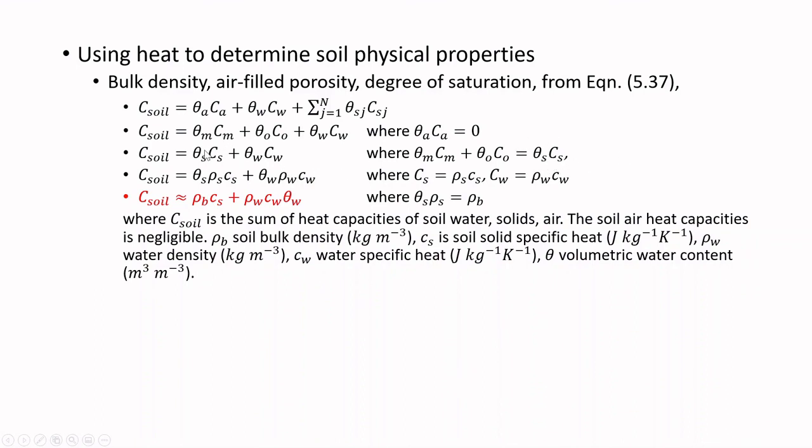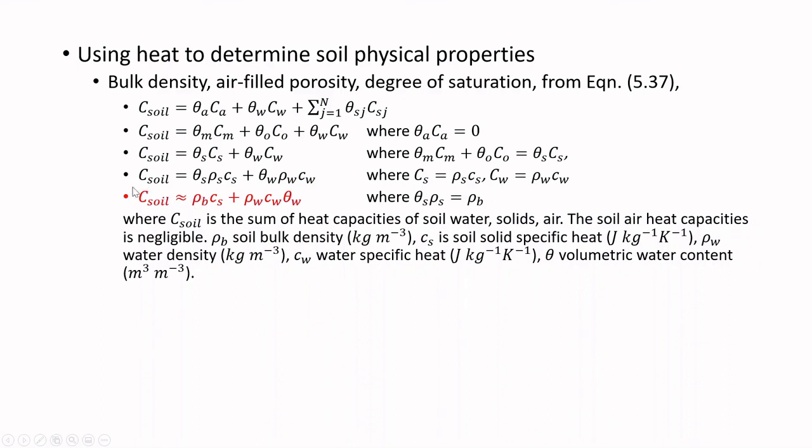So you only have the volumetric heat capacity for solid material, and then you're only left with solid material and water. You can make further assumptions. You can break this volumetric heat capacity into specific heat capacity by including the density of solid and the density of water, so you get this kind of form. Then you can combine the volumetric solid content with the density of solid material. Combined, you get the bulk density.